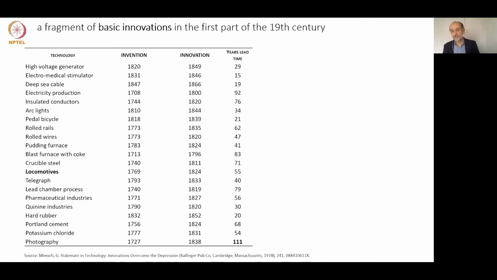If you look at the history of basic innovations like the high voltage generator, like the pedal bicycle that probably most of you have already used, and also photography, the production of cement, we can always see that there was a gap between invention, when it was feasible and possible to do, and innovation, when it becomes regular production. And those gaps are sometimes very long. For instance, for photography, the gap between the possibility to make pictures and commercialization was 111 years.